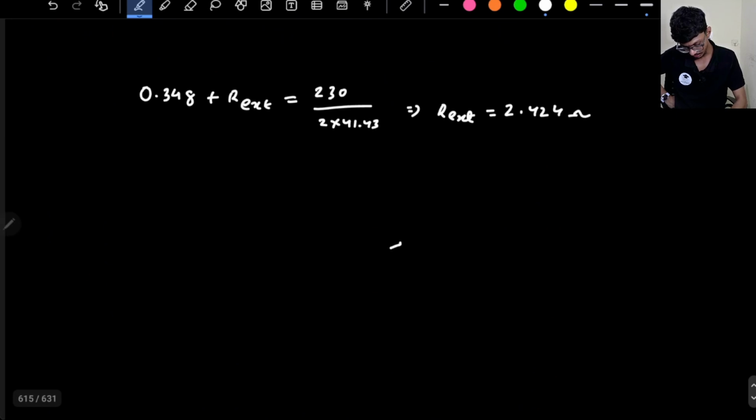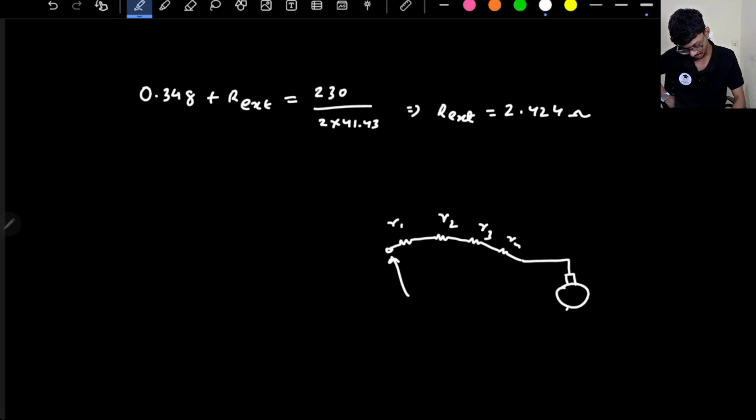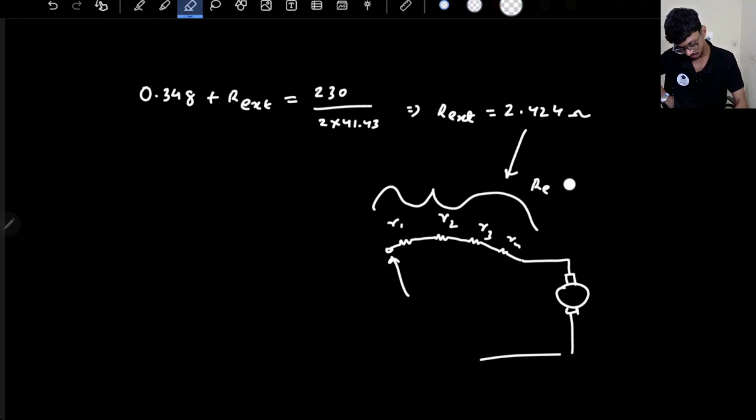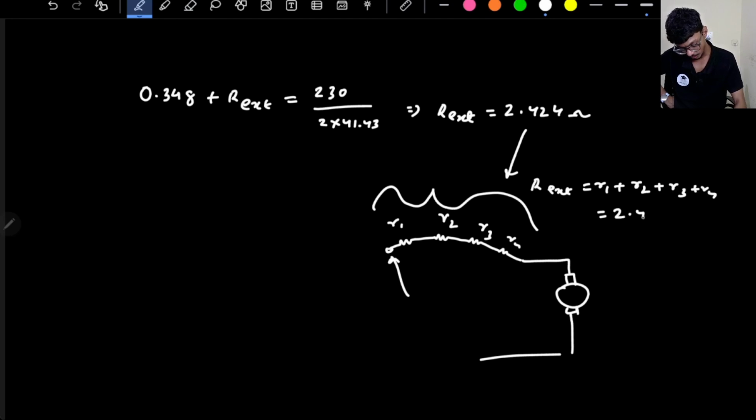So I have a starter, right? Let's assume this is R1, this is R2, this is R3, this is R4, right? So the starter will be in this position during starting, because it will include all the resistance. The whole of this resistance together is the external resistance, that is R external equals R1 plus R2 plus R3 plus R4 equals 2.424 ohms.